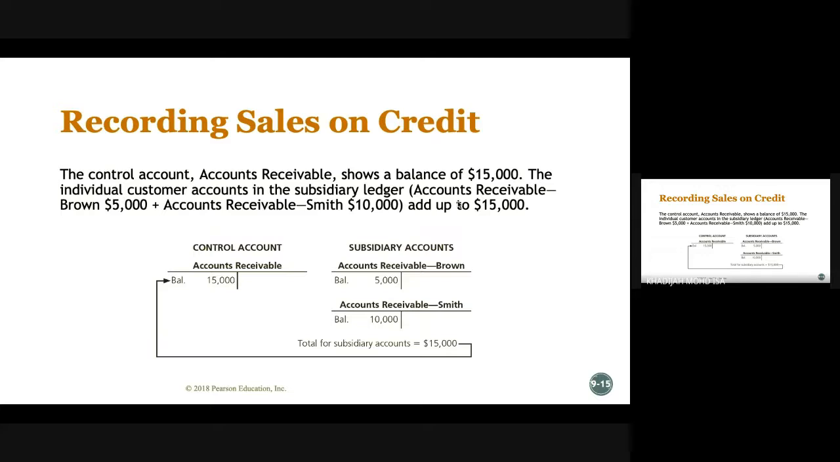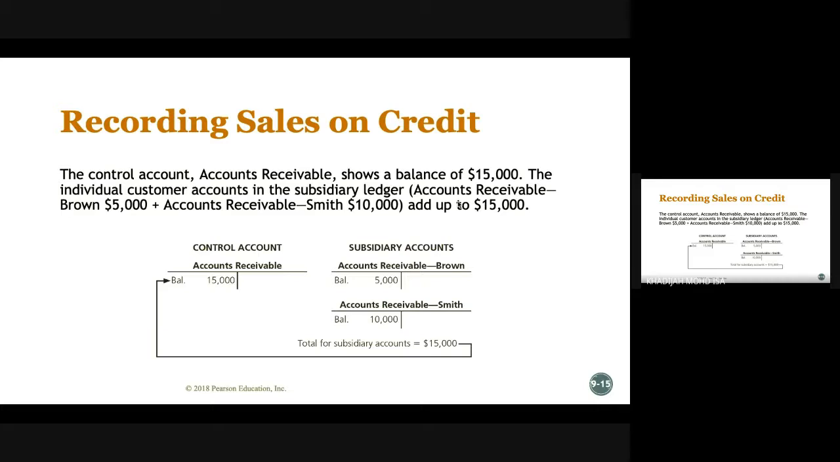So the control account shows you only one figure: the totality of your accounts receivable is 15,000. But if you want to know the details of your accounts receivable, then you have to go to the subsidiary accounts, which are the individual accounts of your receivable.